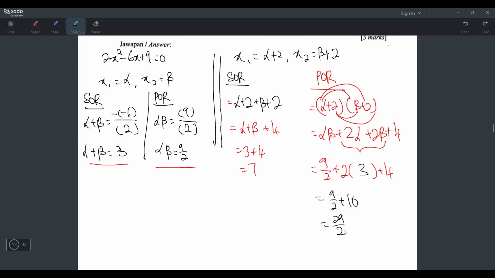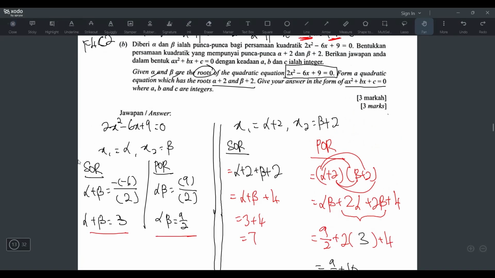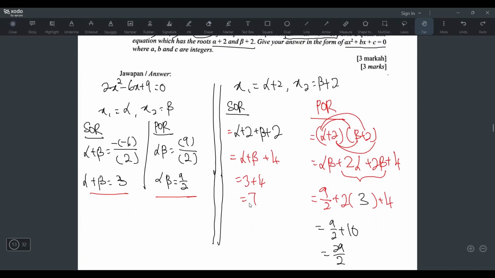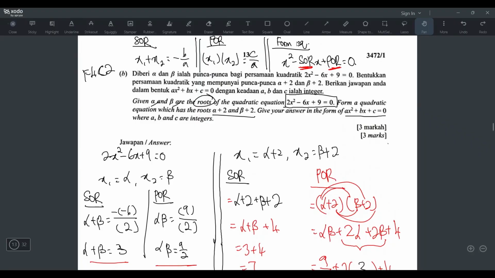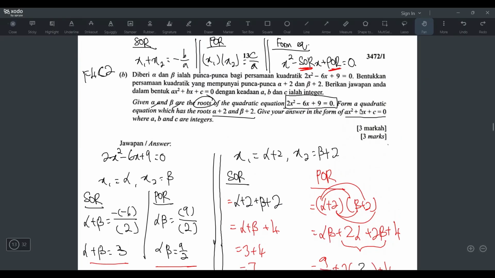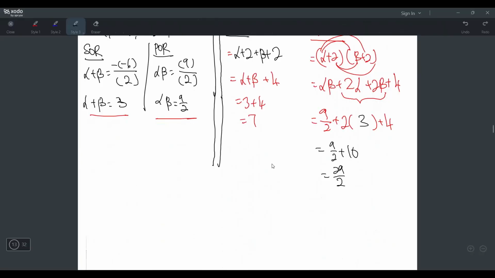Okay, now for the last part, is to form the equation. So we already have our SOR and POR value, so we can use this formula now. Remember this formula: when will you use it? When they ask us to form a quadratic equation. So let's form it now. x squared minus SOR x plus POR equals 0. The SOR is 7, so minus 7x, plus POR, so plus 29 over 2 equals 0.